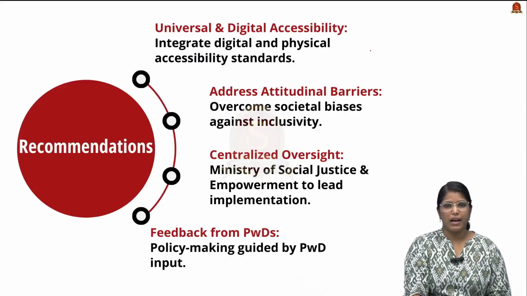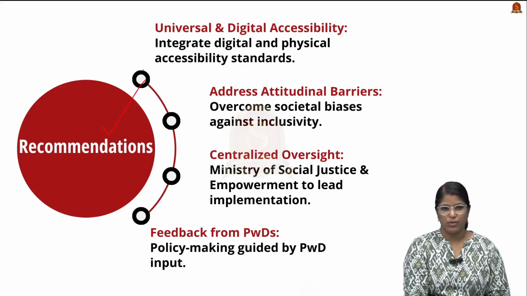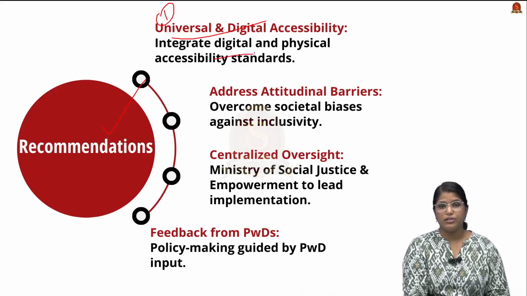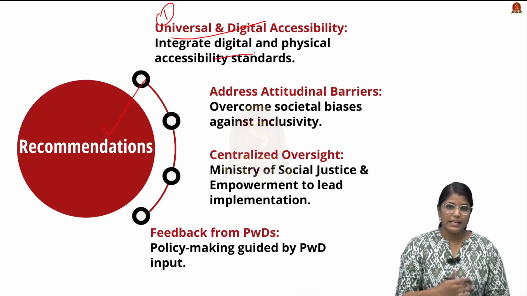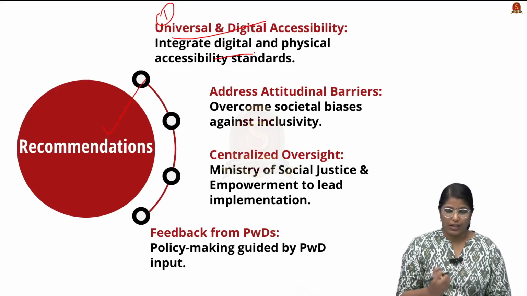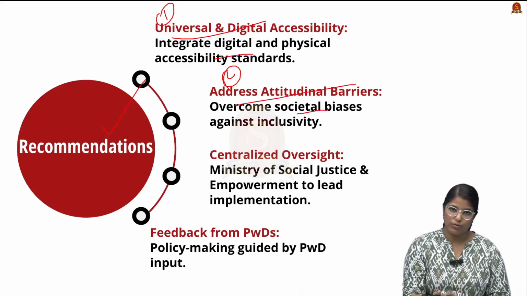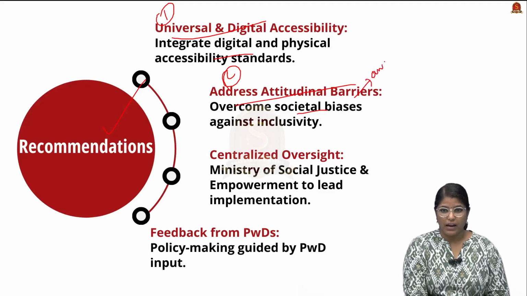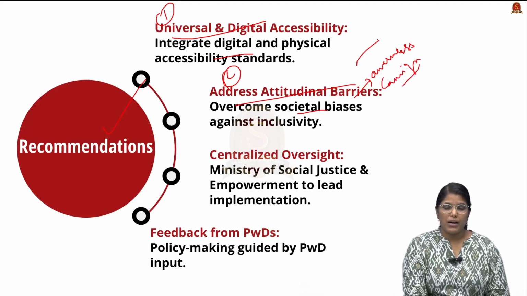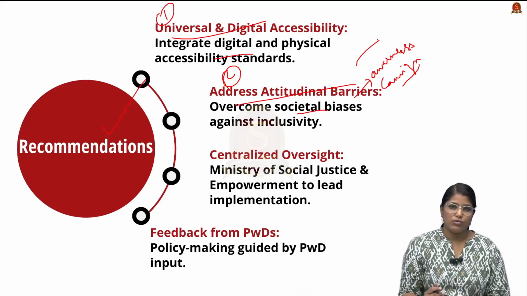Now, moving on, so far we have seen about the judgment given, and we saw what are all the challenges in the existing rules. Now, let us see what are all the recommendations that can be taken in order to solve this particular issue. So, the first thing is we have to bring in the universal and digital accessibility, especially we have to integrate the digital and physical accessibility standards. This will ease the standard of living and bring in a lot of inclusivity. Now, the second important thing is we have to address the attitudinal barriers as well. This can be done by overcoming the societal biases against inclusivity, and for this we can bring in a lot of awareness. We can bring in a lot of campaigns especially. So this will normalize or sensitize the population and reduce the attitudinal barrier.